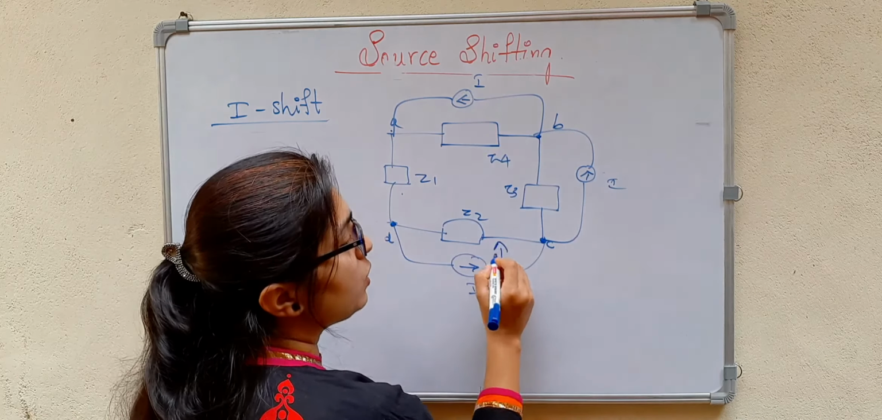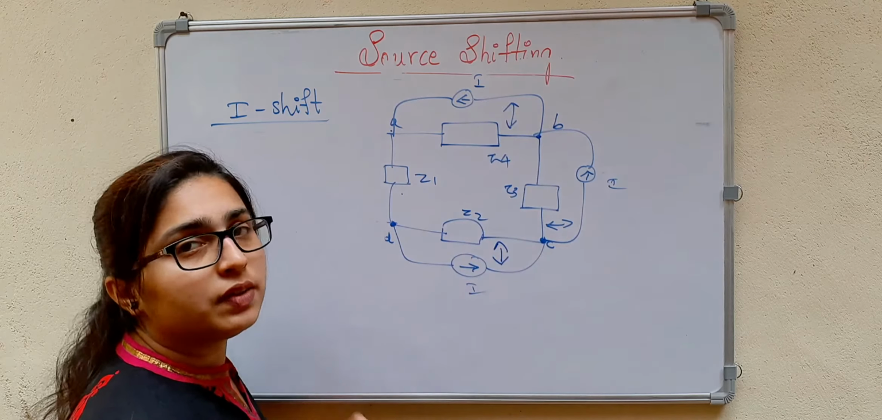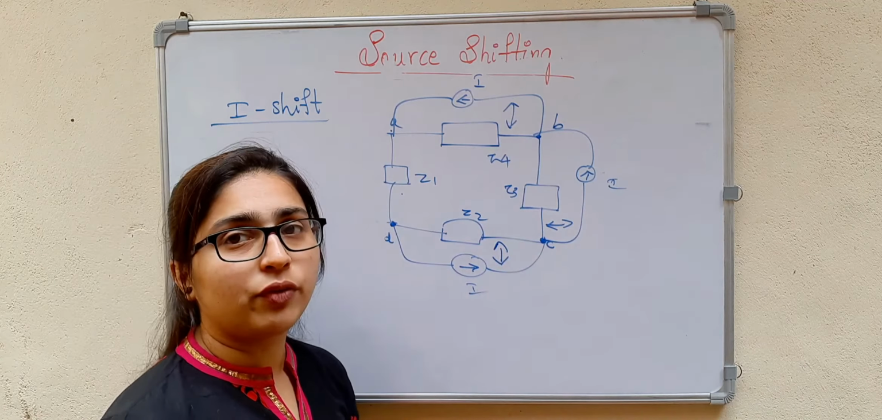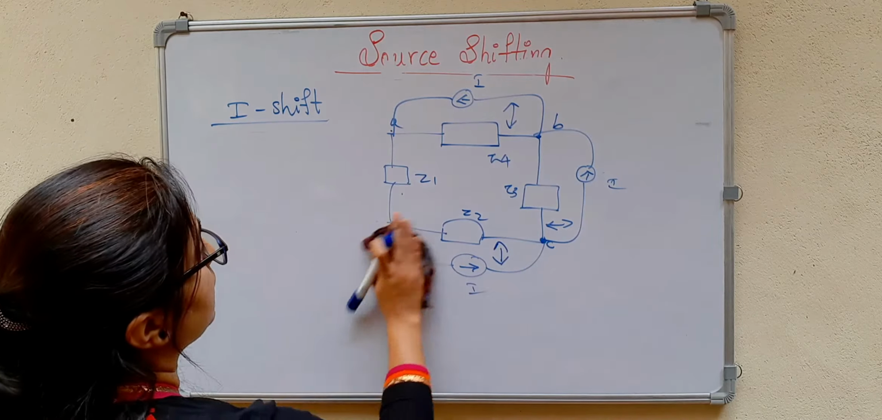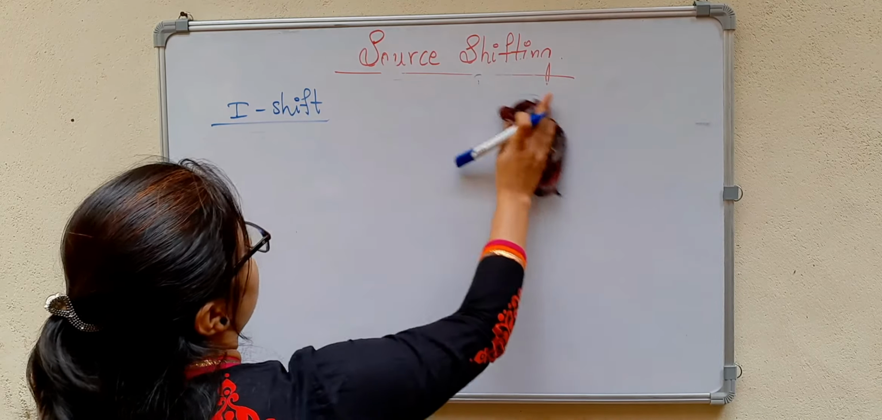Now I can apply the source transformation technique here because we have a current source which is in parallel with the impedances. Okay, then I can find the equivalent voltage source and the impedance which is in series with it, using the current shifting technique or I-shifting technique.